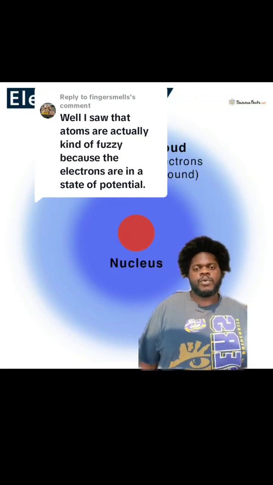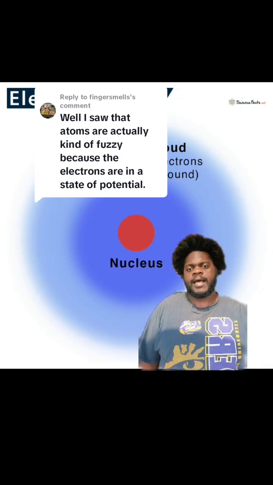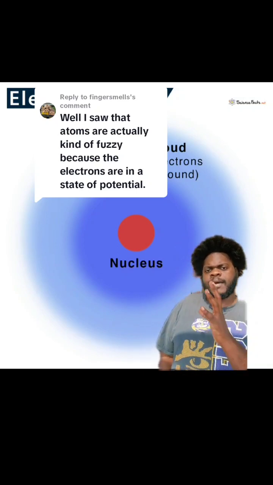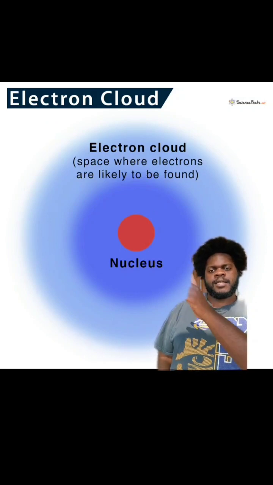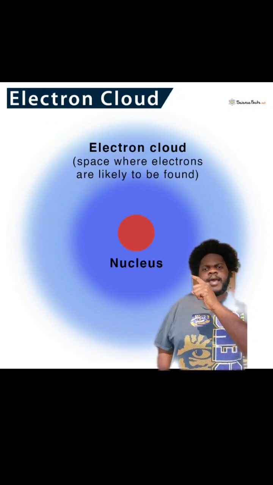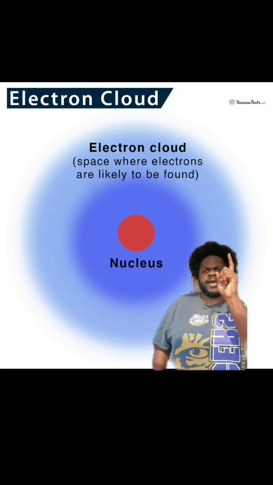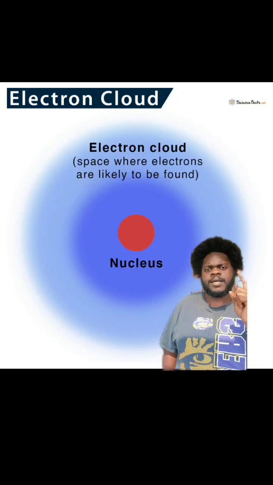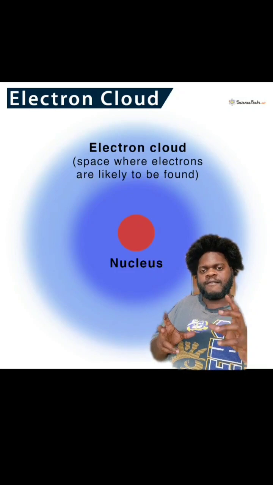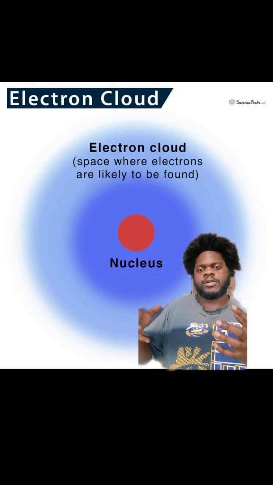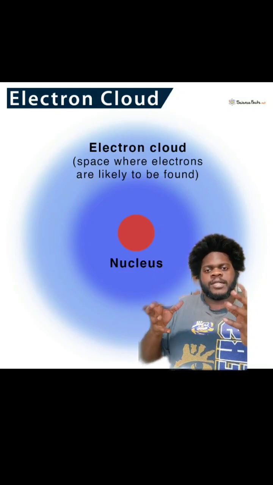So it's not the atoms themselves that are fuzzy, it's more the electron or the electron cloud. This is a more accurate representation of what an atom looks like. You see the nucleus at the center here, and it's surrounded by a cloud of electrons. This electron cloud reflects the probability of where you expect to find an electron around an atom.